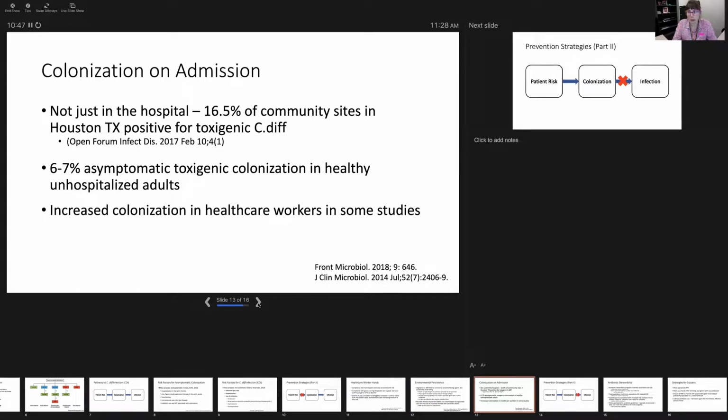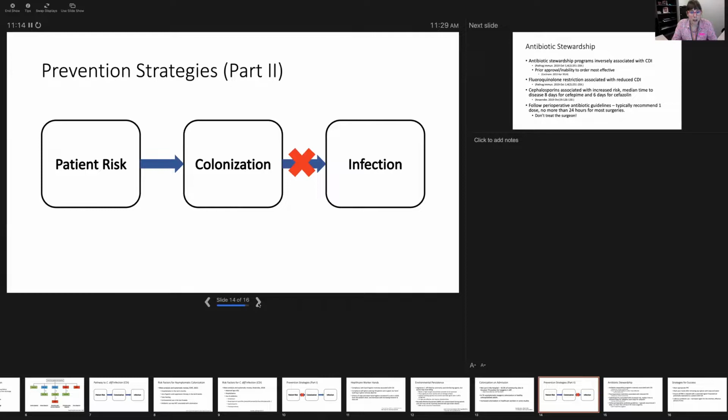So, colonization on admission. I've just told you all these ways to prevent someone from getting colonized, but some patients may arrive to you with C. diff. They could work in agriculture, they could have been in another hospital. It is possible that patients could acquire C. diff in community sites, not necessarily the hospital. And when we've studied healthy, unhospitalized adults, we found that a certain number of them do carry C. diff. So the last thing that we could try and prevent is, if you have a colonized patient, how do we keep them from getting infected?